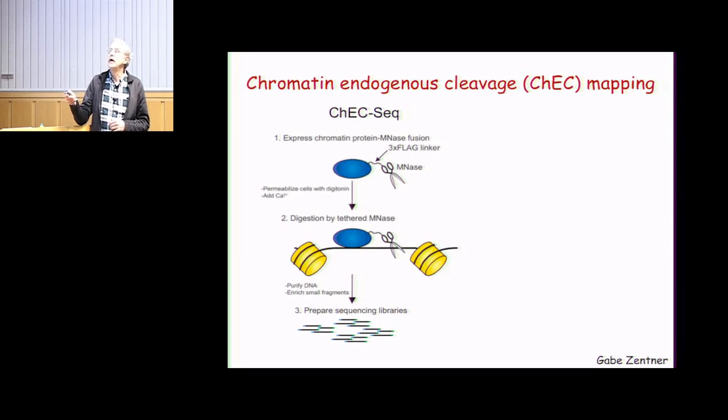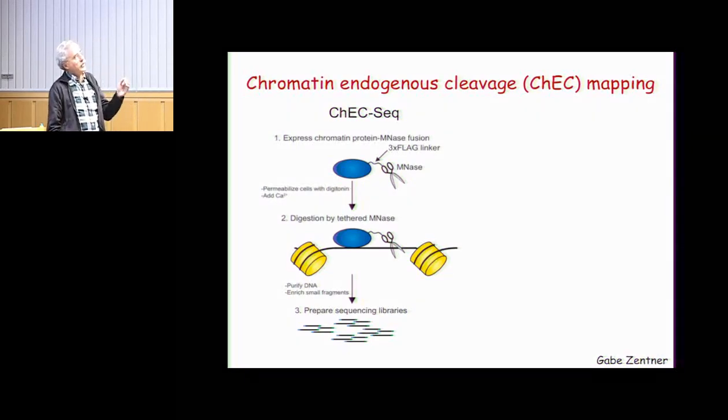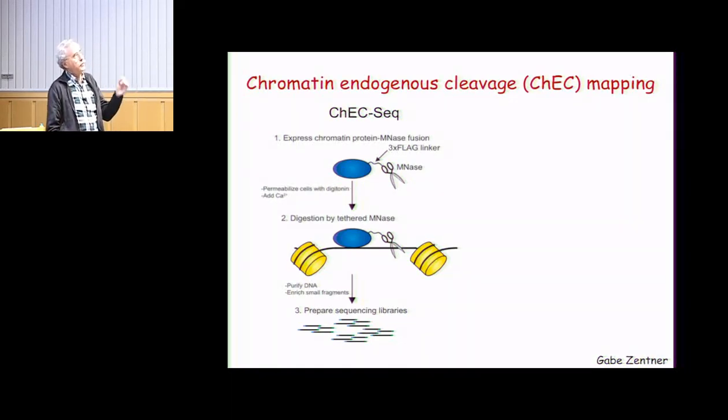Then we simply purify the DNA. We use an Ampure bead selection step, very simple, to enrich for small fragments, and we make libraries. In other words, we take cells that are alive, we add calcium, and a few moments later, we extract the DNA and we make libraries. That's it.